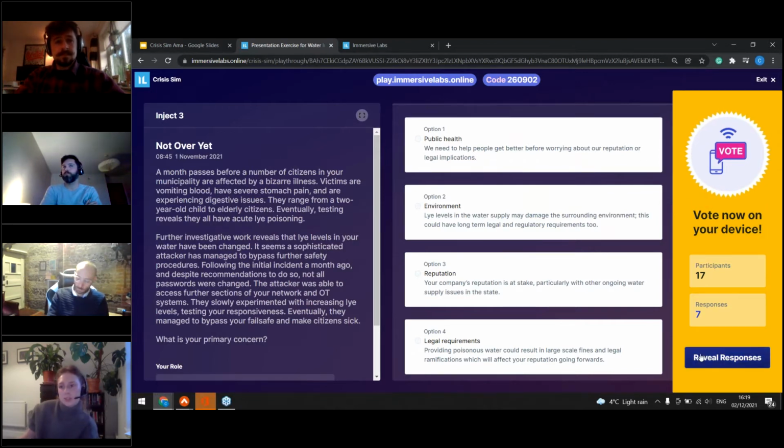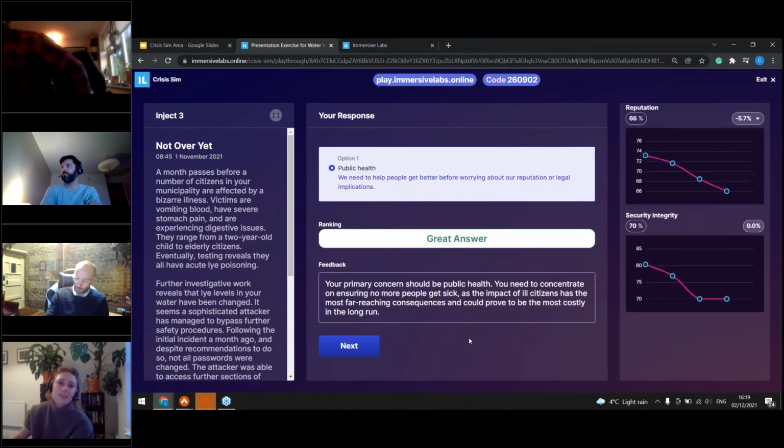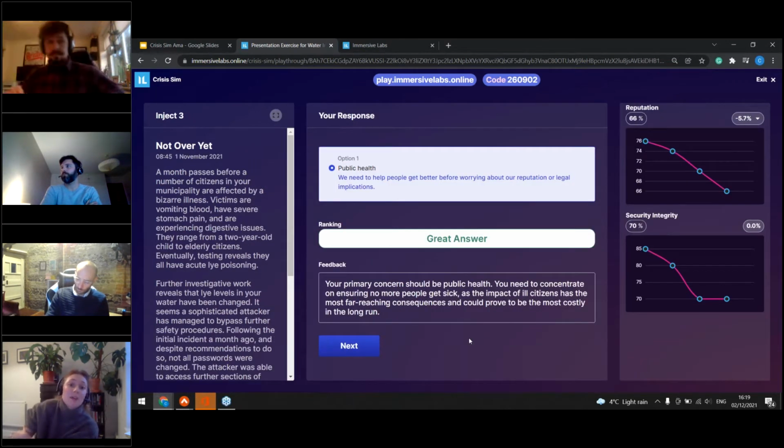So I'll reveal the responses for this one. And we've got public health as the primary one. So that is the great answer here. It should be your primary concern. You need to concentrate on ensuring no more people get sick. Active ill citizens has the most far-reaching consequences and could prove to be the most costly in the long run. So that is a good question as well to have a discussion around.